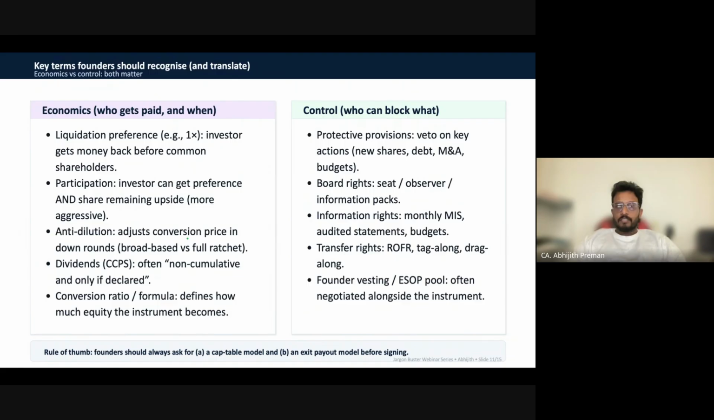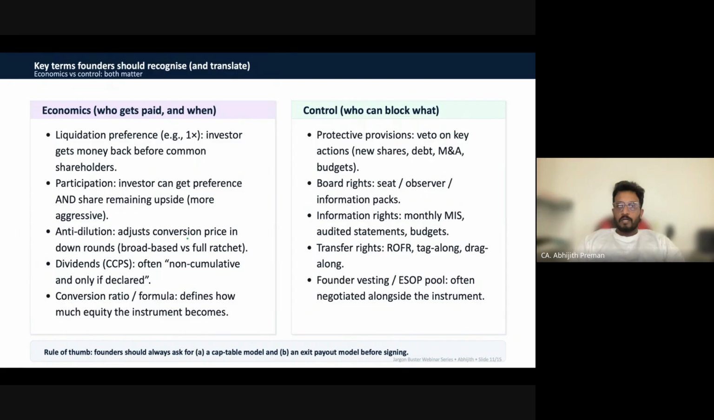Then dividends on CCPS are often non-cumulative and only if declared, like I've already told. Then the conversion ratio or formula defines how much equity the instrument becomes. So this also you should be very clear on, and again you'll have to work out model scenarios on how your cap table is going to be in a best case scenario and in a worst case scenario.